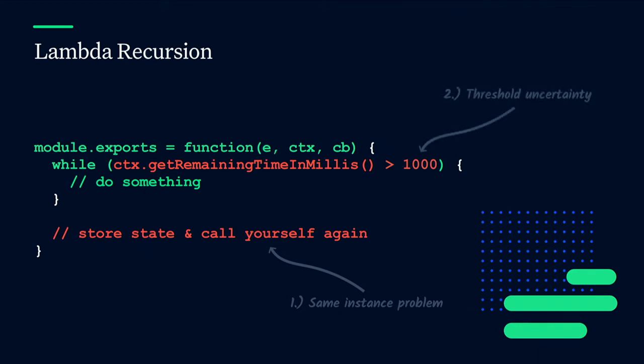But then if you do this and store your data in another service, the second problem arises. And this is that you can never be sure if this threshold is high enough. Because if you then store your state and this request to store your state takes, I don't know, 1.5 seconds, you have reached this limit. So really take care with that if you use such an approach by calling yourself again.